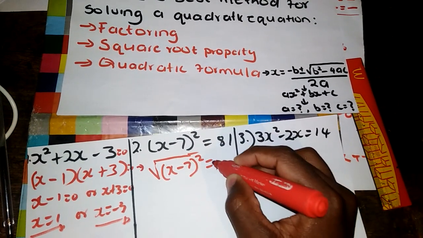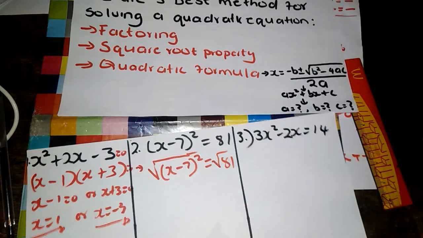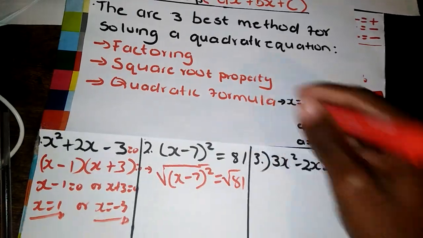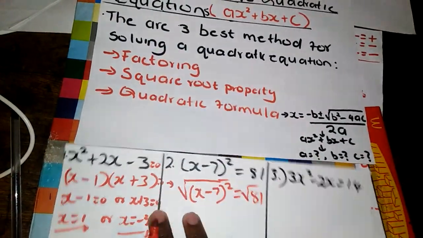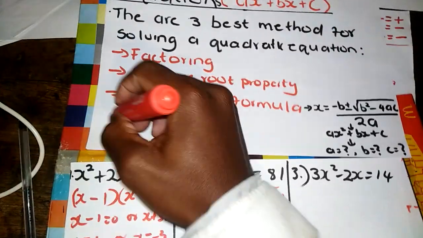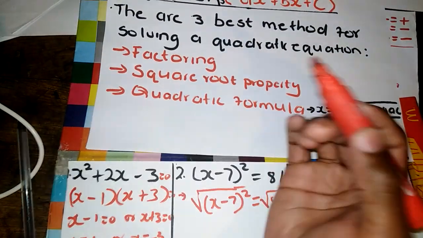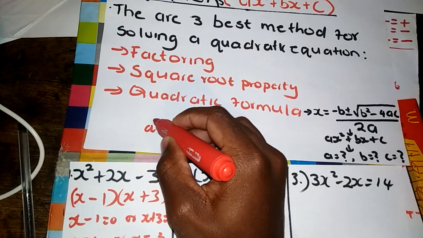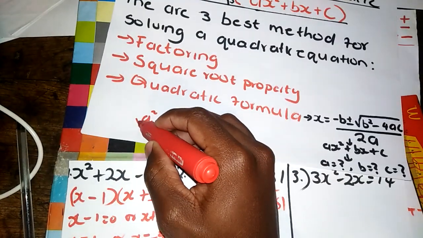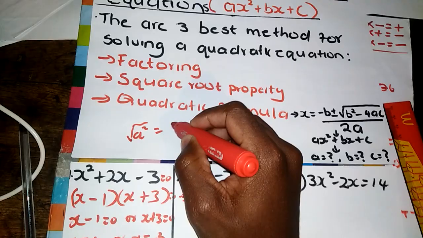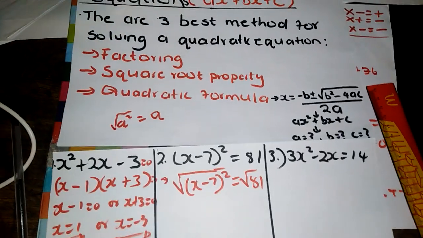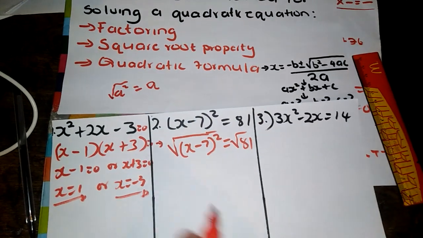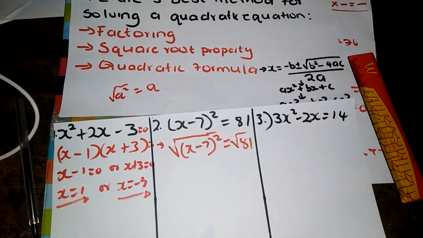Put the square root on both sides. I think you know that rule, guys. You put the square root on both sides. There is this rule that says if the square root of a squared number, you get a. This rule is what we are going to apply here.